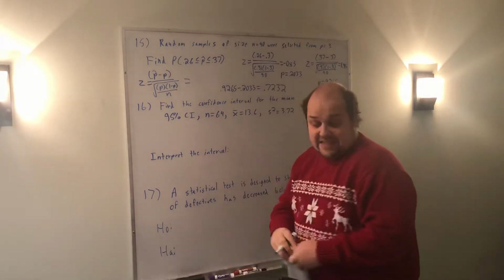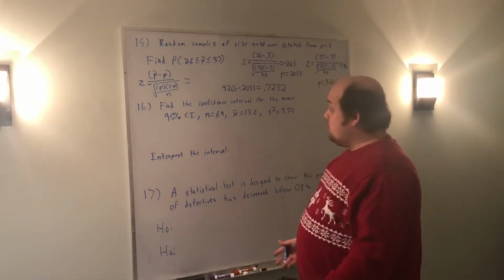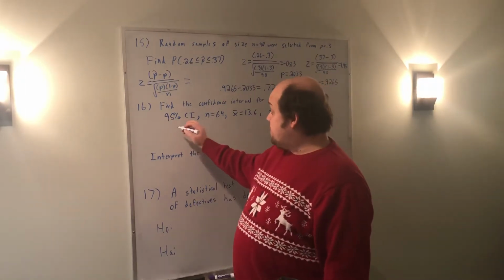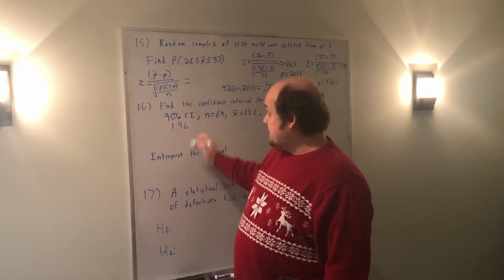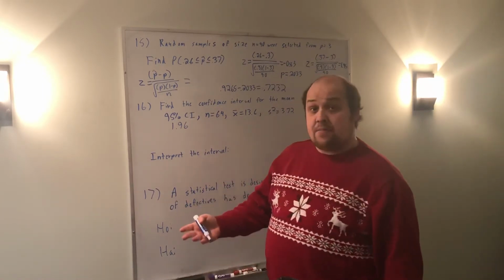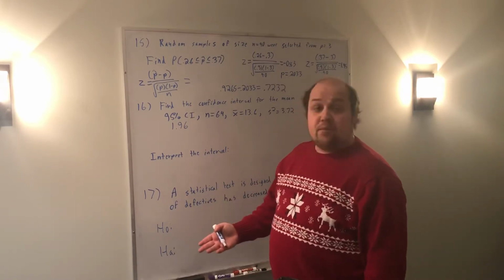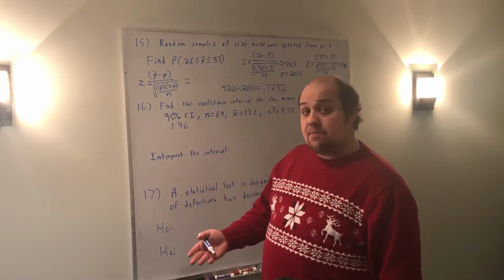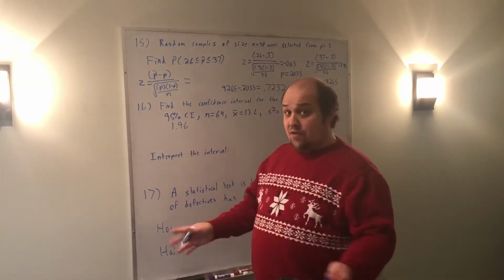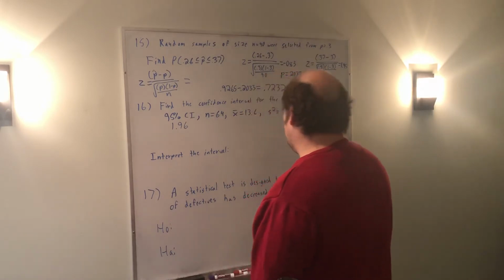For question 16, it asked me to find a confidence interval for the mean. In order to do that, I need to know what the z alpha over 2 is. For 95% confidence, that's 1.96. Remember, there's only 3 key ones to remember. For 90%, it's 1.645. For 95%, it's 1.96. For 99%, it's 2.575. I highly recommend you have your notes out while you're taking this final and that you have that information in your notes.